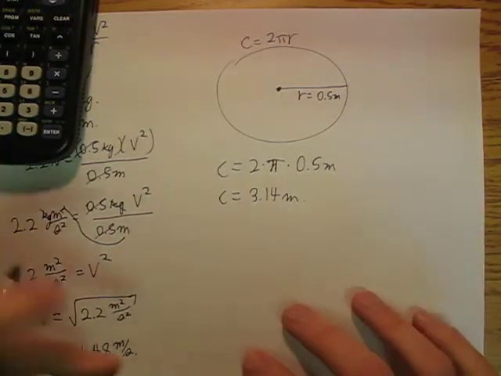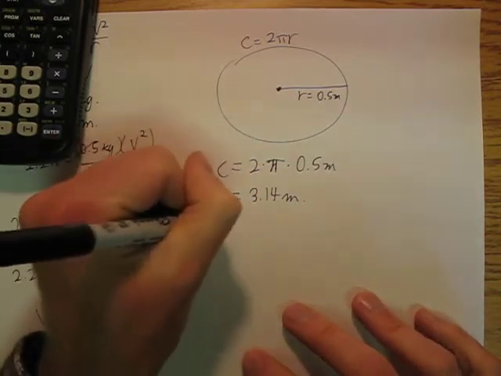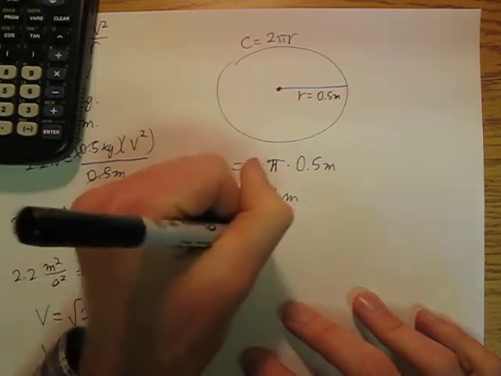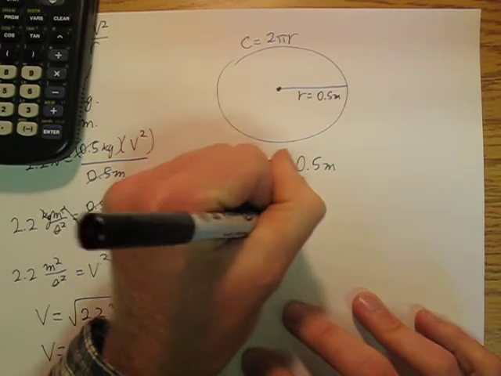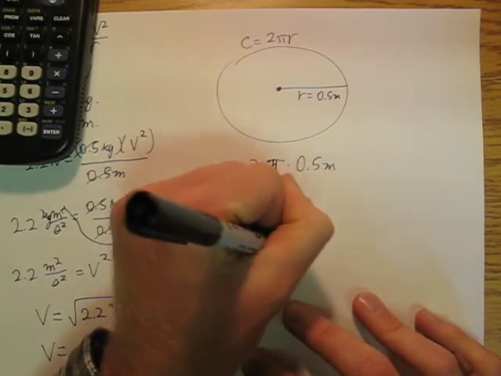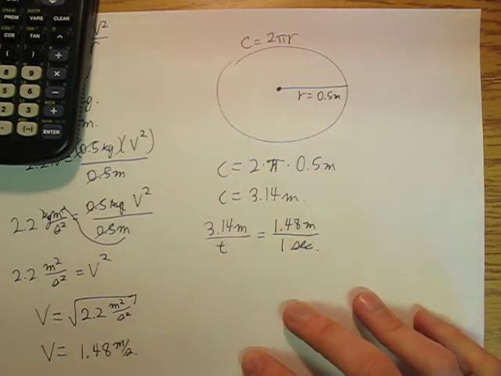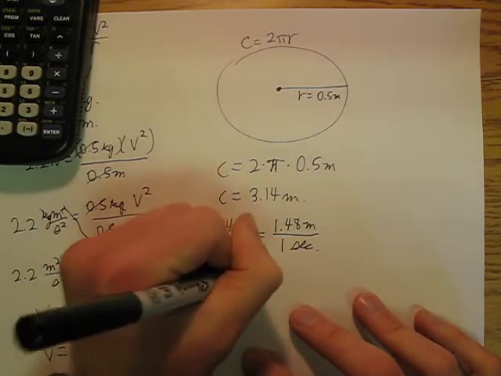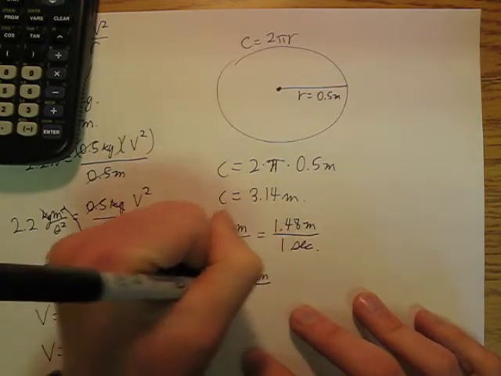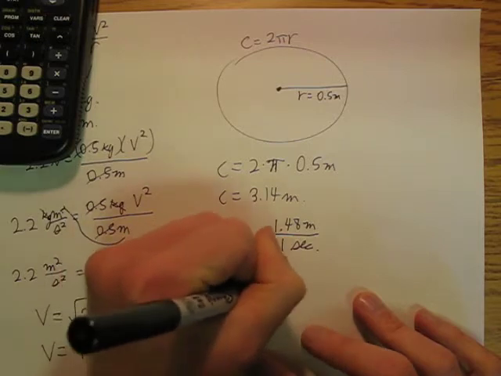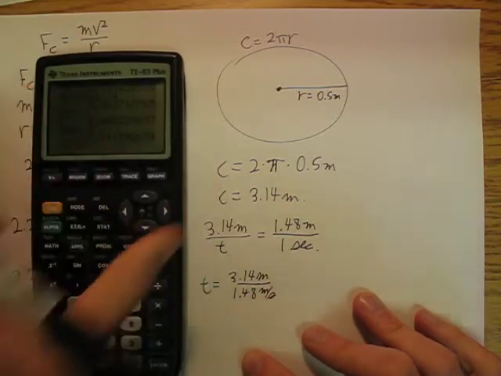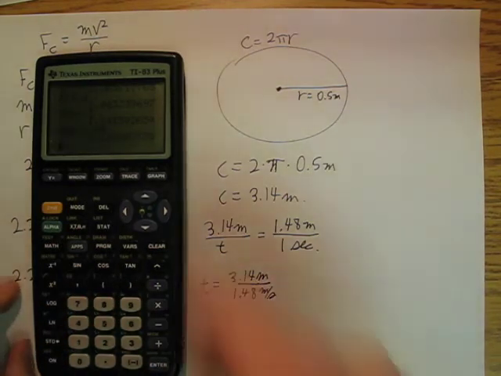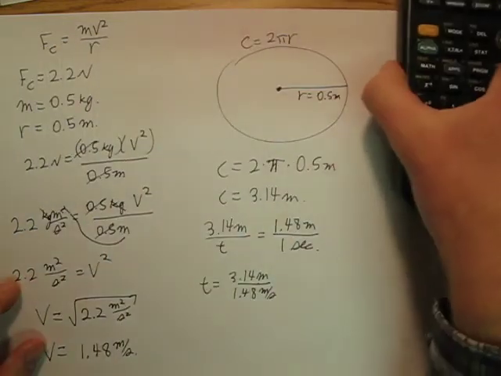Okay. So if I'm going 3.14 meters in t seconds, that's got to equal 1.48 meters in 1 second. So if I solve that, I'm going to get t is 3.14 meters divided by 1.48 meters per second, and so I divide that by 1.48 and I get 2.12 seconds. So I get 2.1 seconds.